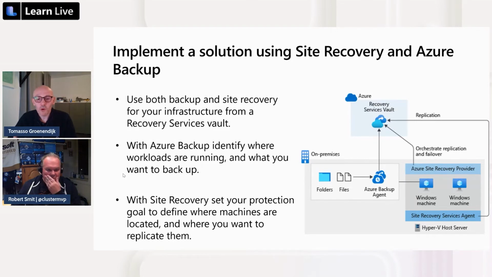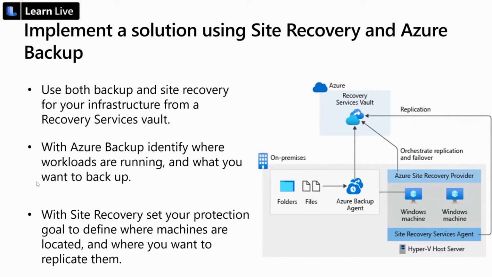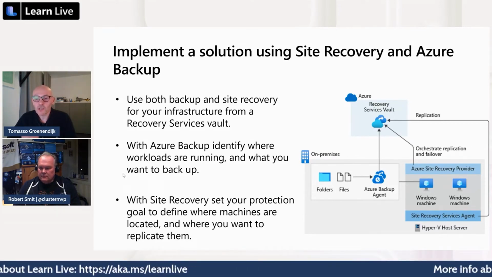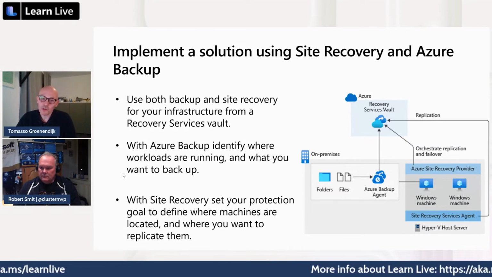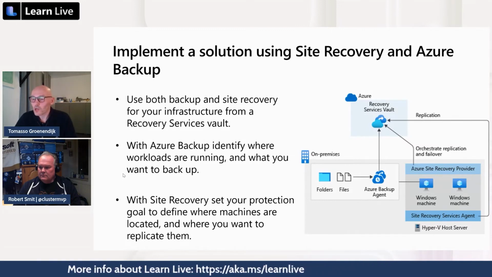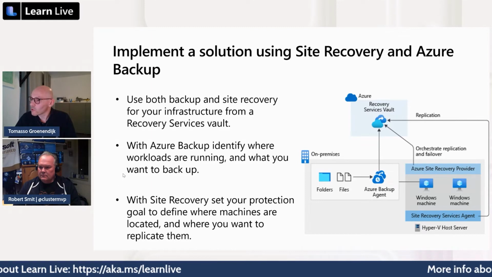You can configure both backup and Site Recovery from a recovery services vault. You see the recovery services vault on top of the page, and you can combine everything there. For Azure Backup, you first have to identify where your workloads are running and where you want to back them up to. To do that, you install backup agents, and then you can schedule a backup into Azure. For Azure Site Recovery, you set up your protection goal, where you define where the machines are located and where you want to replicate them to.